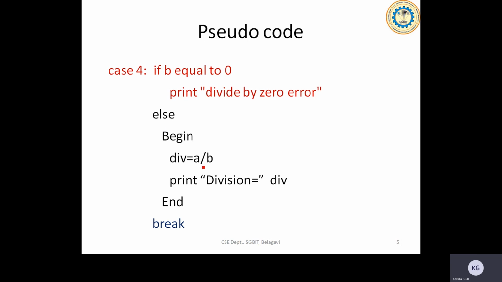Now a divided by b yields only the quotient part, which will be stored inside division, and that we are going to print. After doing that we come out of the switch with break. Please remember, if this statement is true, after printing divide by 0, we are also breaking here. Or if this condition is not satisfied, then the else part contents will be executed. Again, we break case 4.